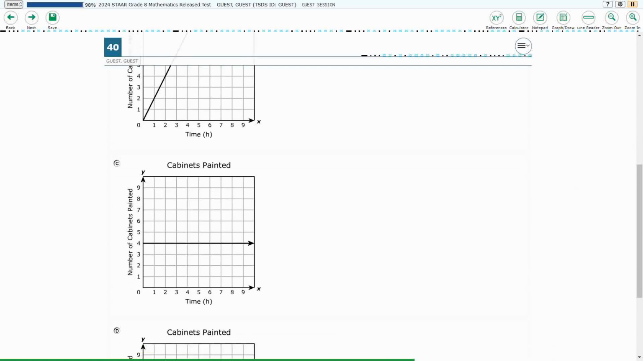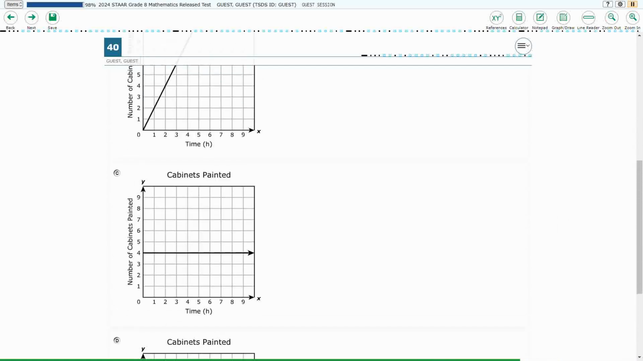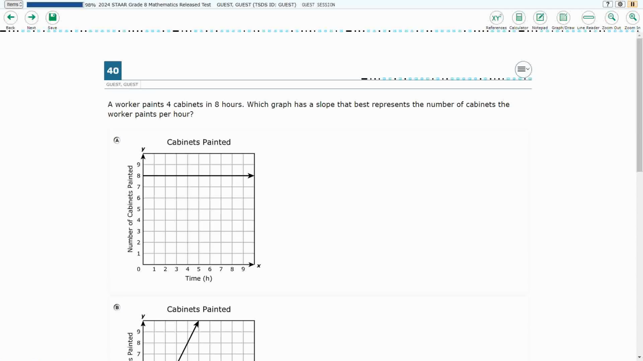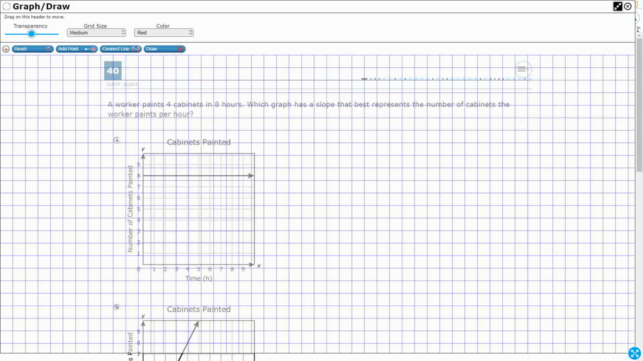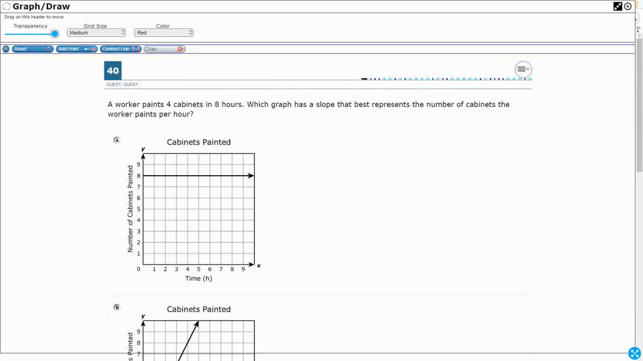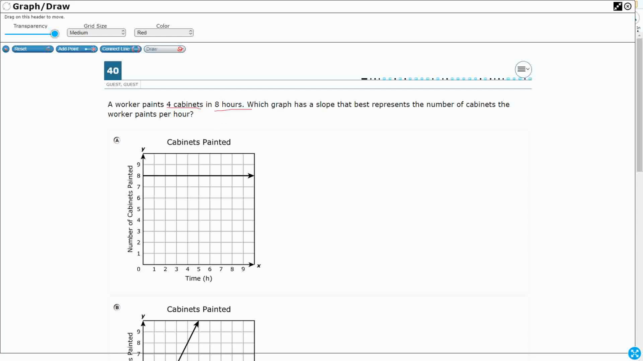All right, so we've got 4 different cabinets here that are going to be represented on these 4 answer selections, these graphs, but we need to match what we have here in the story. So what is the story part of this problem telling us? Well, it is telling us that we've got a worker that paints 4 cabinets in 8 hours. All right, so 4 cabinets per. So we can replace this with per 8 hours.